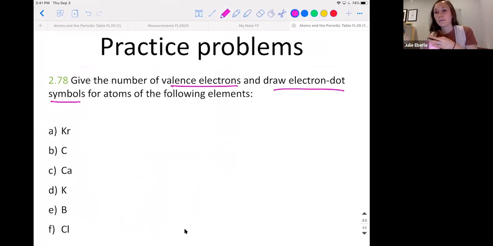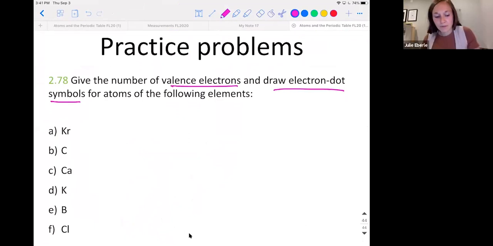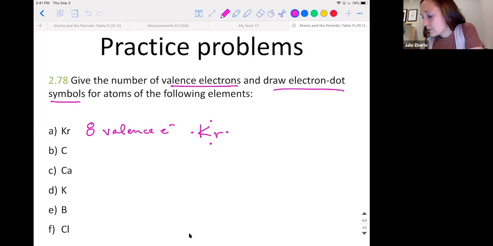Let's talk about krypton. Where is krypton? What main group is krypton in? Anybody know? 8. Yes, main group 8. So that means it has 8 valence electrons. Because remember, the number of valence electrons matches which main group it's in. So if we're going to draw the dot structure, put 1 dot on every side. There's 4. Now I have to double up. 5, 6, 7, 8.